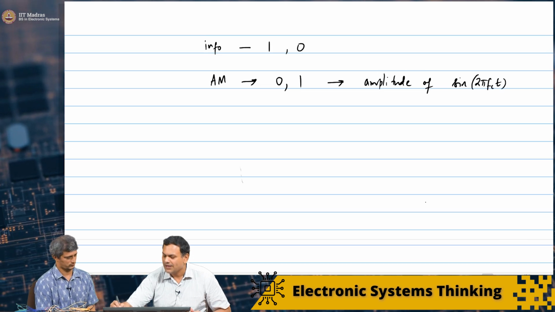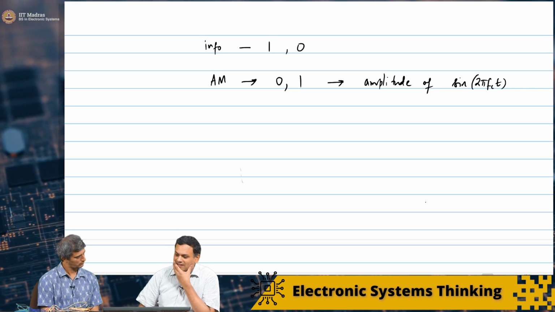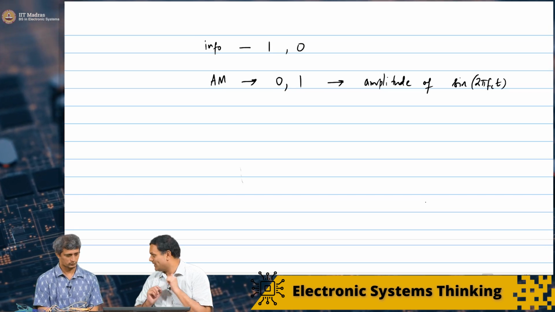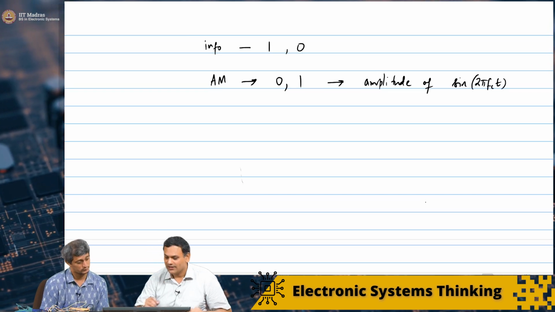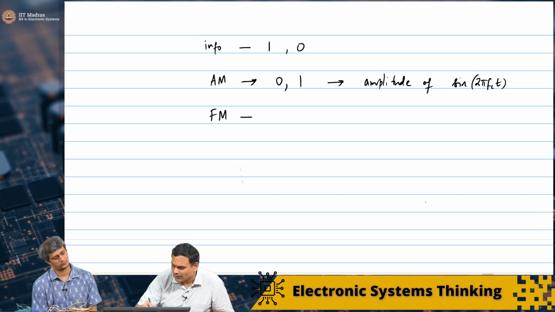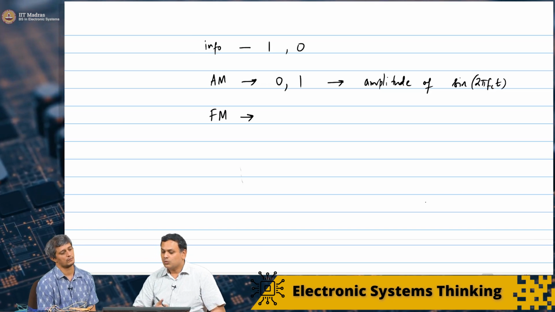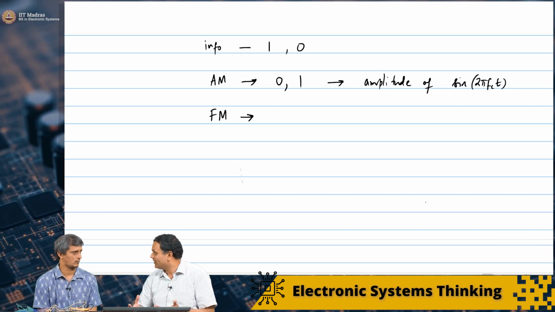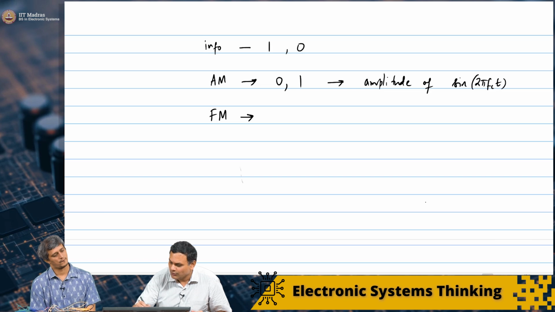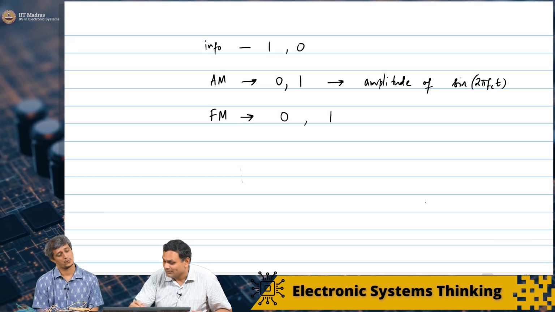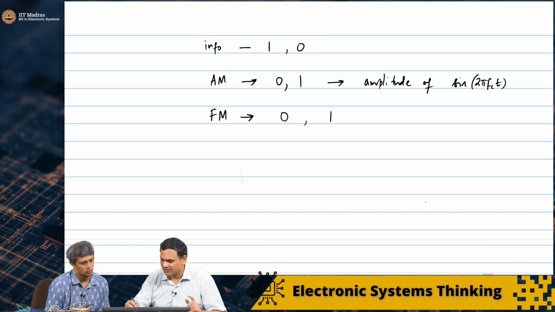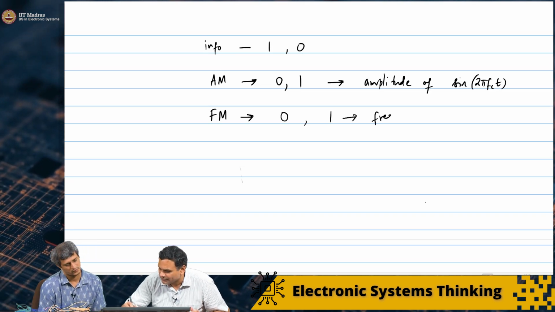Now, we said we are going to send this information on the frequency. So, FM is what we want to look at. In this case, we should automatically assume that there is no information in the amplitude. So, zeros and ones should represent something. They should ideally represent the frequency of the sinusoid. So, you need two frequencies.